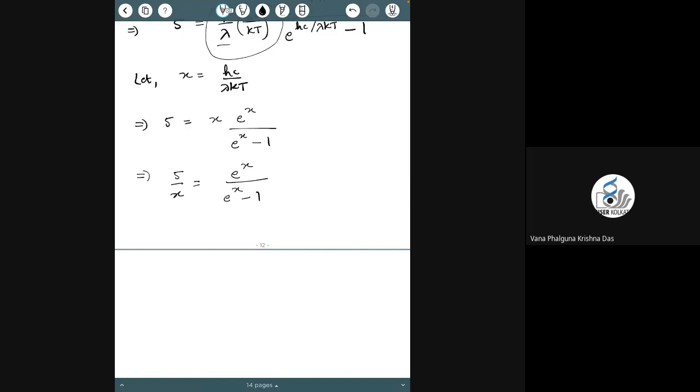Then I can make x the subject of the formula. So x is equal to 5 times e to the power x minus 1 by e to the power x, which is 5 into 1 minus e to the power minus x. Okay. So now we have to solve this, and we will solve it in an iterative way.